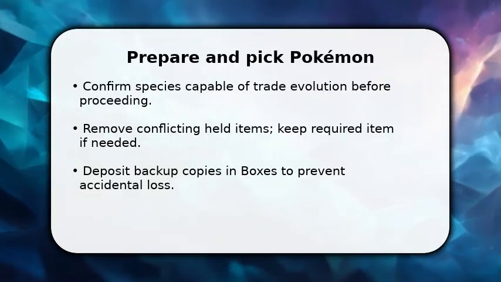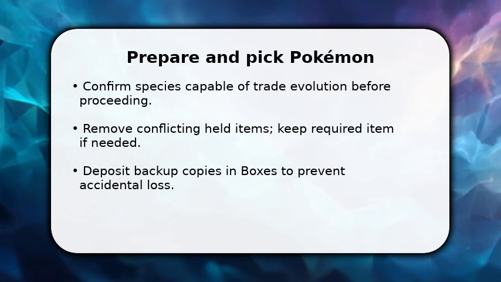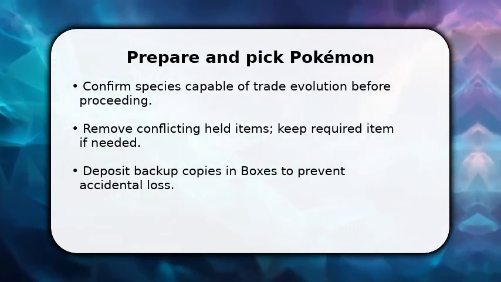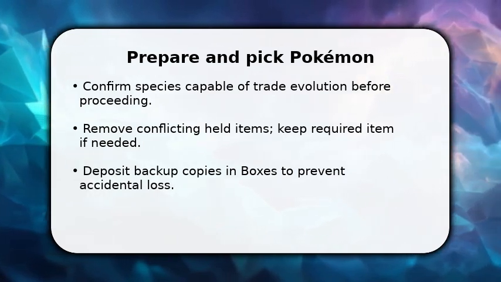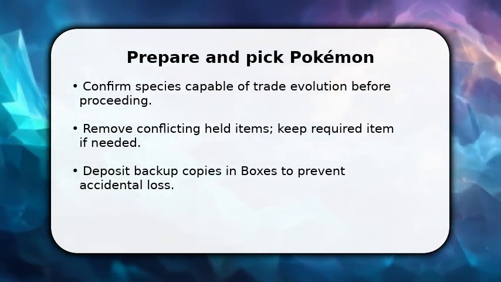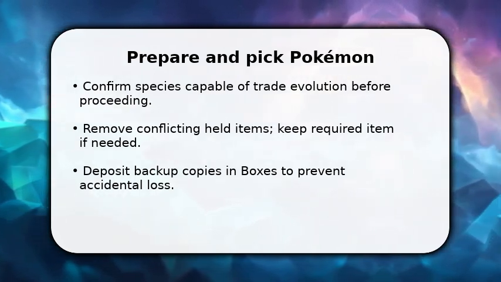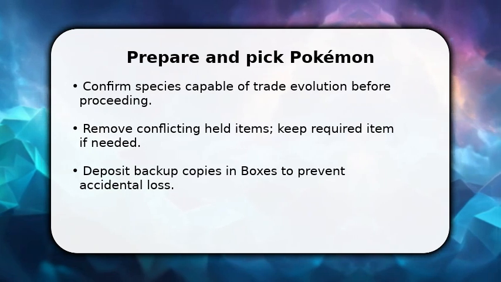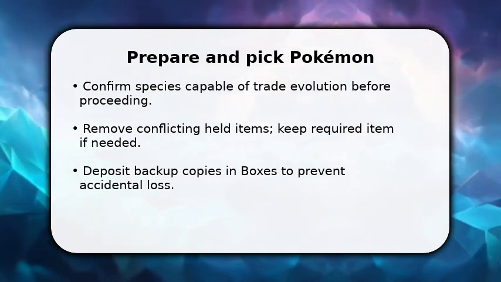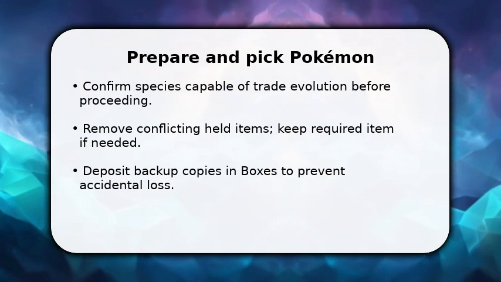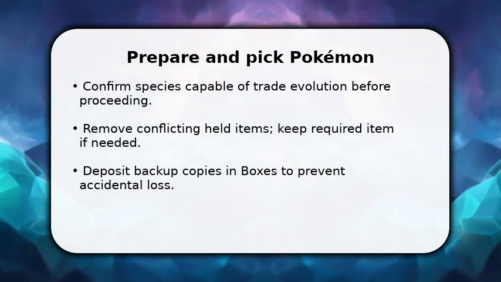You start by choosing the exact Pokemon you want to evolve and verifying it evolves by trading. Once done, check held items, remove anything that blocks evolution, or keep a required item if the evolution needs it. Make a backup copy in your boxes so you don't lose a rare specimen. You should also confirm level and moves you want before trading, because evolution can change stats and learn sets, so decide now to avoid surprises.